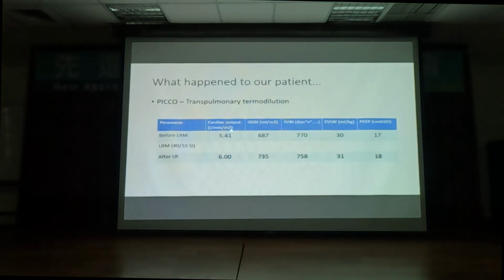Cardiac output before lung recruitment, 5.4. Immediately after lung recruitment, 6. How is it possible? I now give very high pressure inside the lung and I have an increase in the cardiac output. Just because with the good lung recruitment, I recruited the lung, lowered pulmonary vascular resistance, and this is how I unloaded the right heart, and the left heart can only be as good as the right heart.